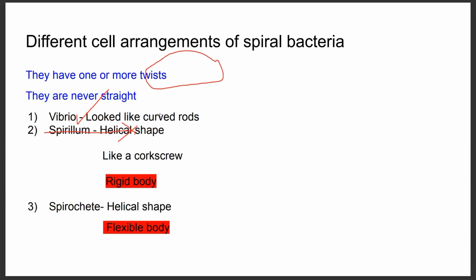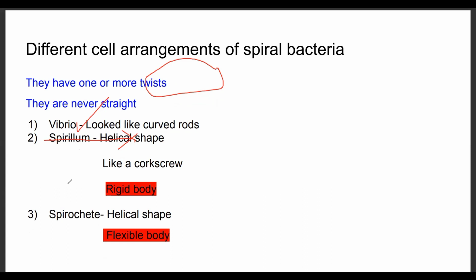Next one, different cell arrangement of spiral bacteria. Spiral, right? They have one or more twists and they are never straight. Vibrio. Vibrio looks like curved rods. Something like this, not straight. Like a comma, right?